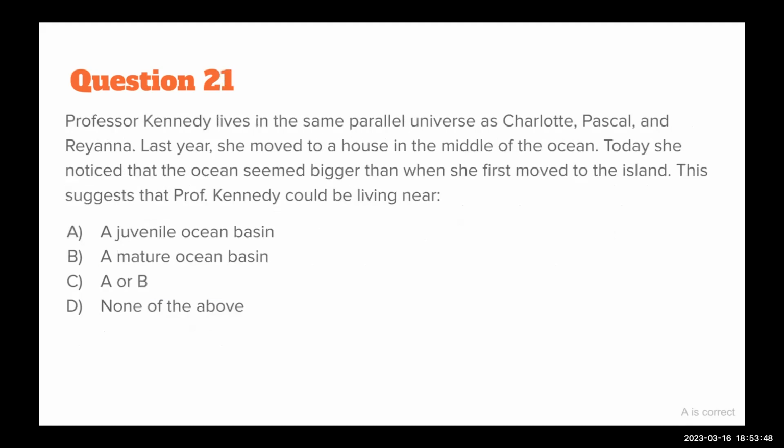Professor Kennedy lives in the same episode parallel. She moved to a house in the middle of the ocean. Today, she noticed that her ocean seems bigger. Okay, probably a growing ocean. So it could be juvenile or mature, right? Because both of them are growing.